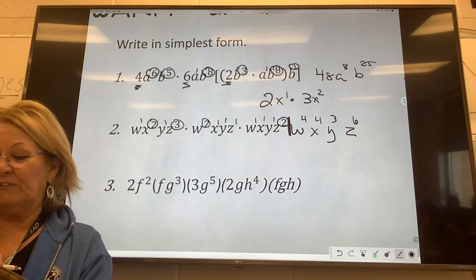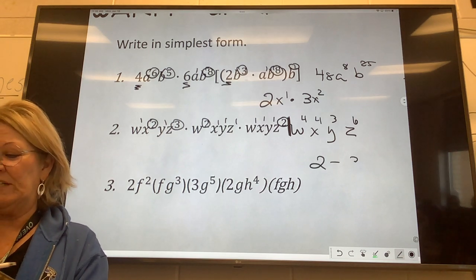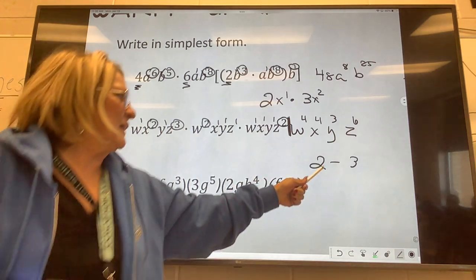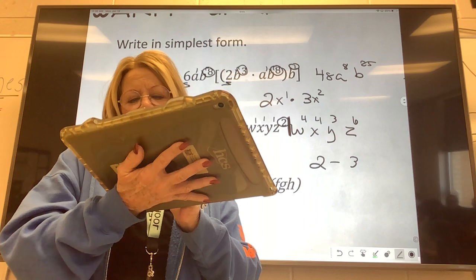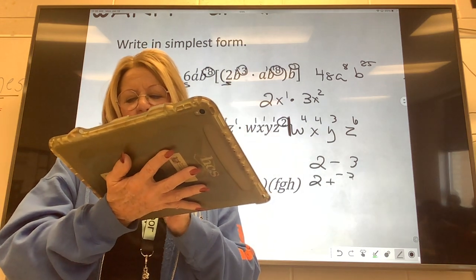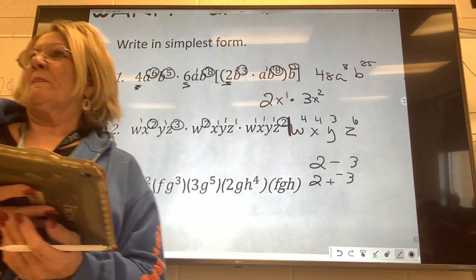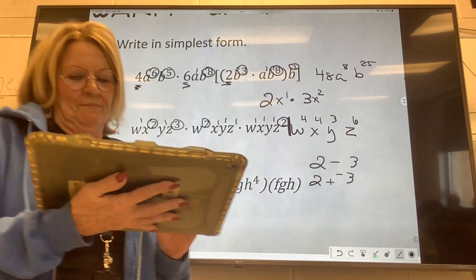Like a minus, if you had 2 minus 3. In middle school and elementary school, you say, well, that's a minus. It is a minus. But guess what? I can also write this as 2 plus a negative 3. A minus and a negative are the same thing. And they don't teach you that earlier on.